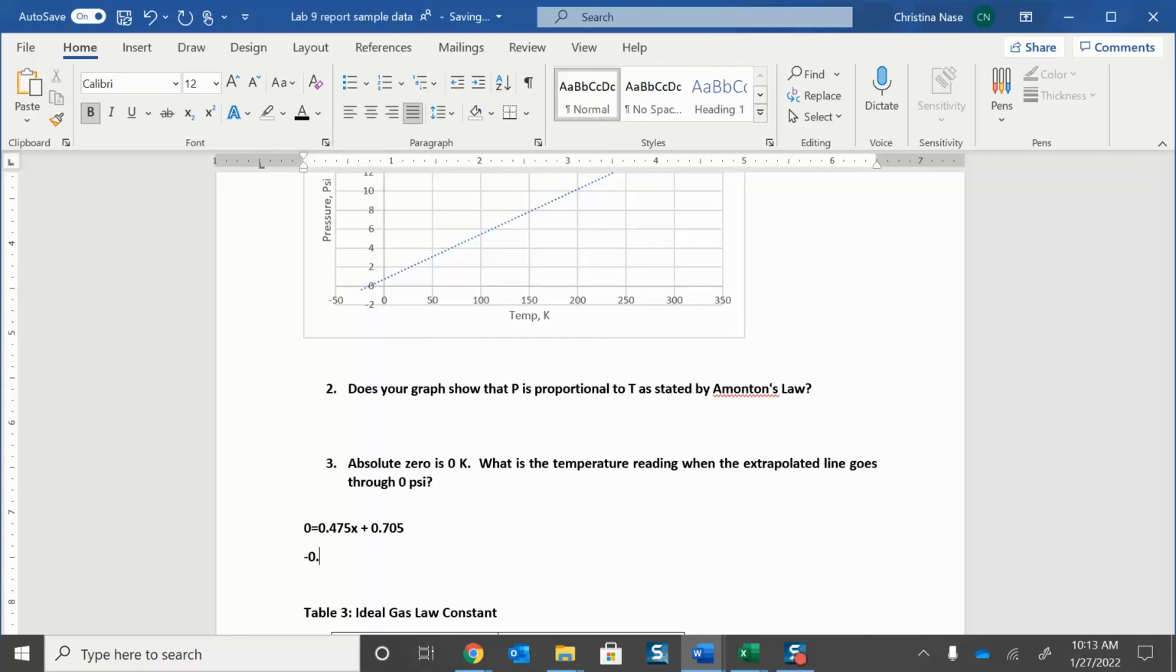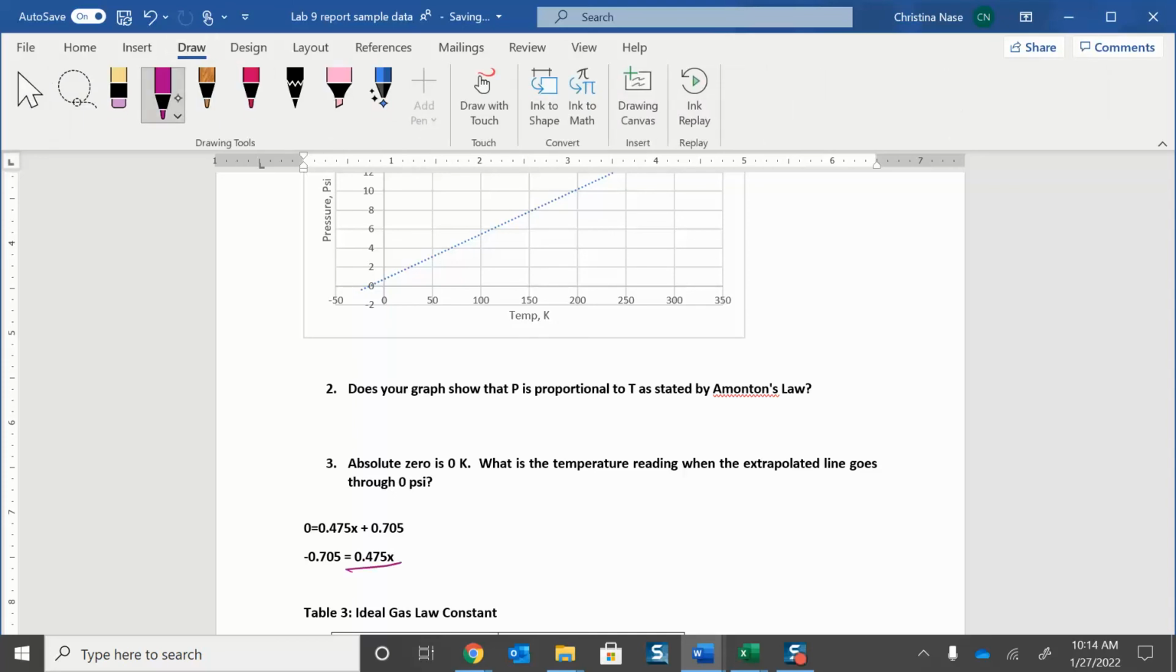So negative 0.705 is equal to 0.475x. Now we'll divide both sides by 0.475, and we end up with x is equal to about negative 14.8584 K here. So it's about 0. In this case, my numbers were not fantastic. You should get something around 0. That's about 0.